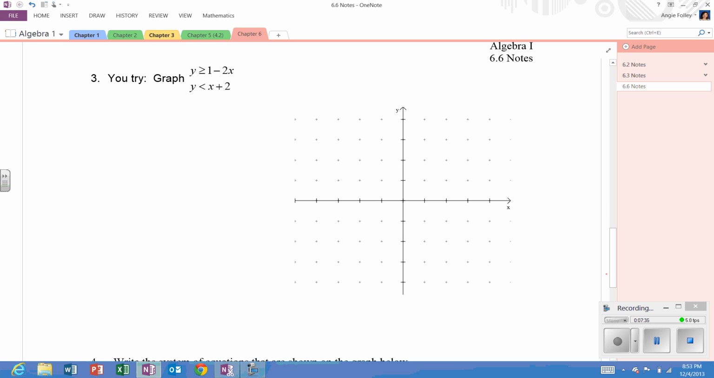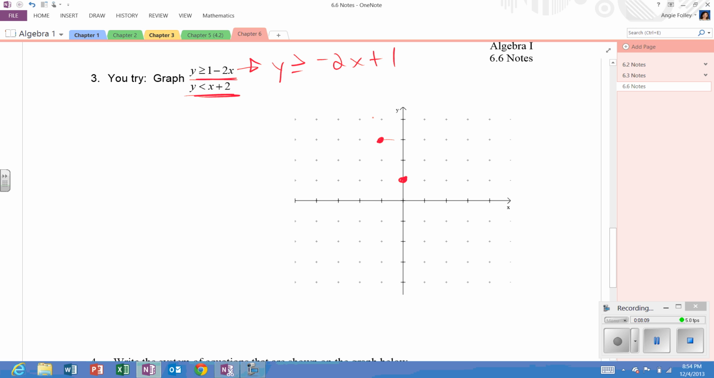Okay, we need to make sure both equations are set so that y is isolated. If you look, we've already got y isolated, so you don't have to do anything to solve. We're just going to graph. For the first equation, y is greater than 1 minus 2x, I am going to rewrite that as y is greater than or equal to negative 2x plus 1, just so I have it in y equals mx plus b form. My intercept is at positive 1 and my slope is negative 2. So I'm going to go up 2 and to the left 1 and put my dot.